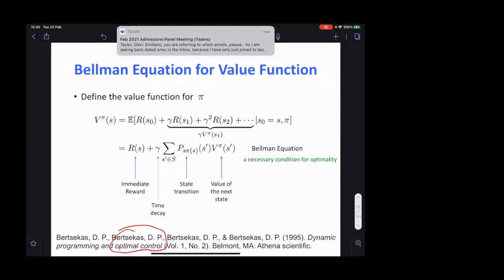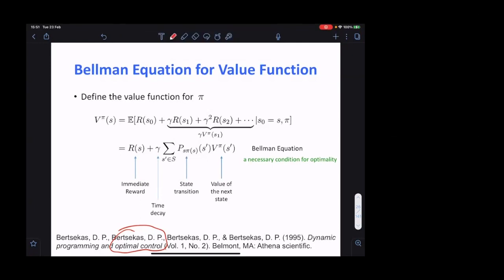The central part of dynamic programming, the fundamental math behind it, is the Bellman equation. So let's see what the Bellman equation is.